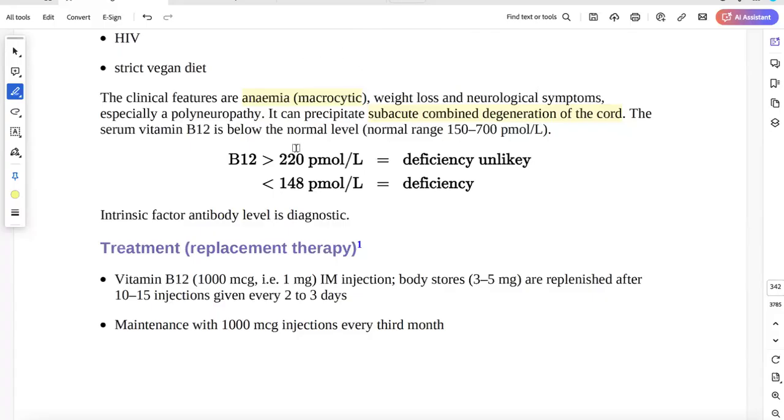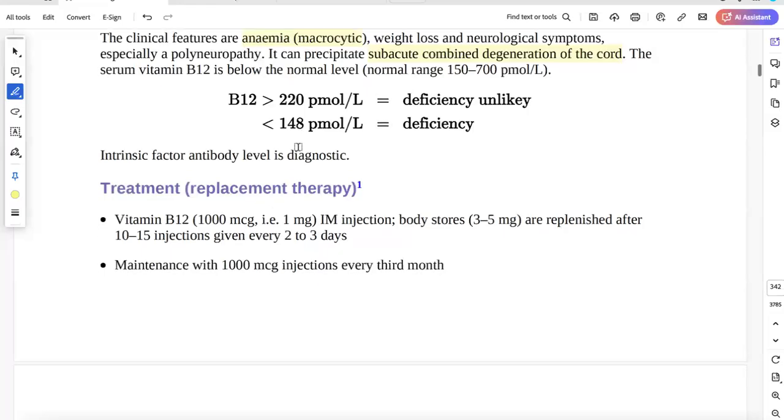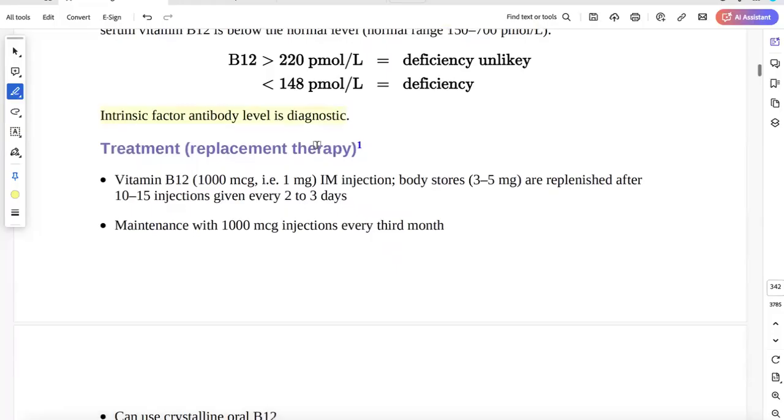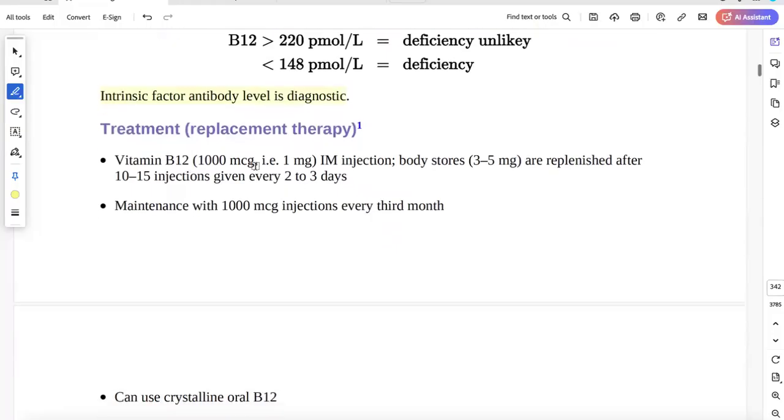Okay. So you check the B12 and the B12 is coming low, then you will send the patient for intrinsic factor antibody level to rule out pernicious anemia. And the treatment is B12 injection. And normally patient needs to go for multiple injections to get the storage.